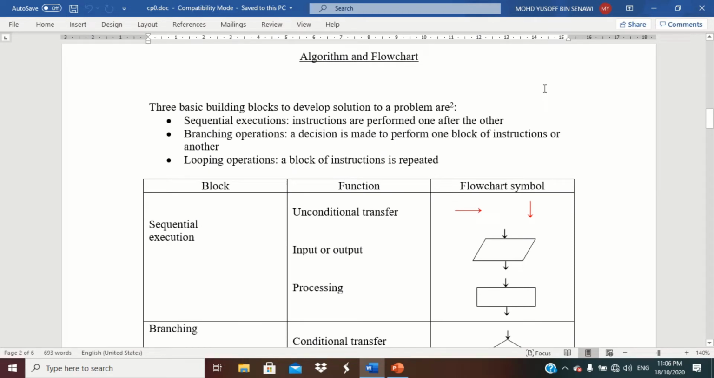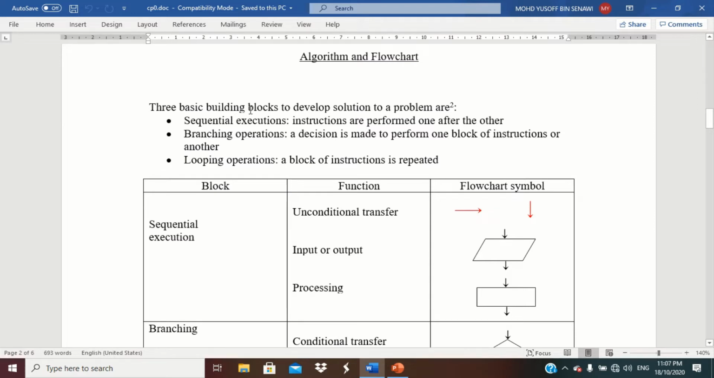Algorithm and flowchart. An algorithm is basically a set of logical steps to solve a problem. You describe how to solve a problem, and a flowchart is the pictorial or graphical representation of an algorithm.